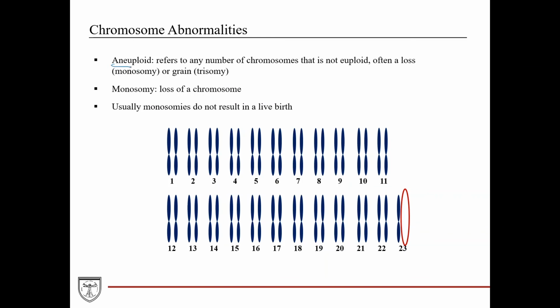And then you can have aneuploid, which is where any number of chromosomes that is not euploid, so not a multiple of 23. This is often due to a loss of a chromosome, which would be monosomy, or a gain of a chromosome, which would be trisomy. Monosomy is a loss of a chromosome, and usually these do not result in live birth. Here's an example where you're missing a chromosome 23.